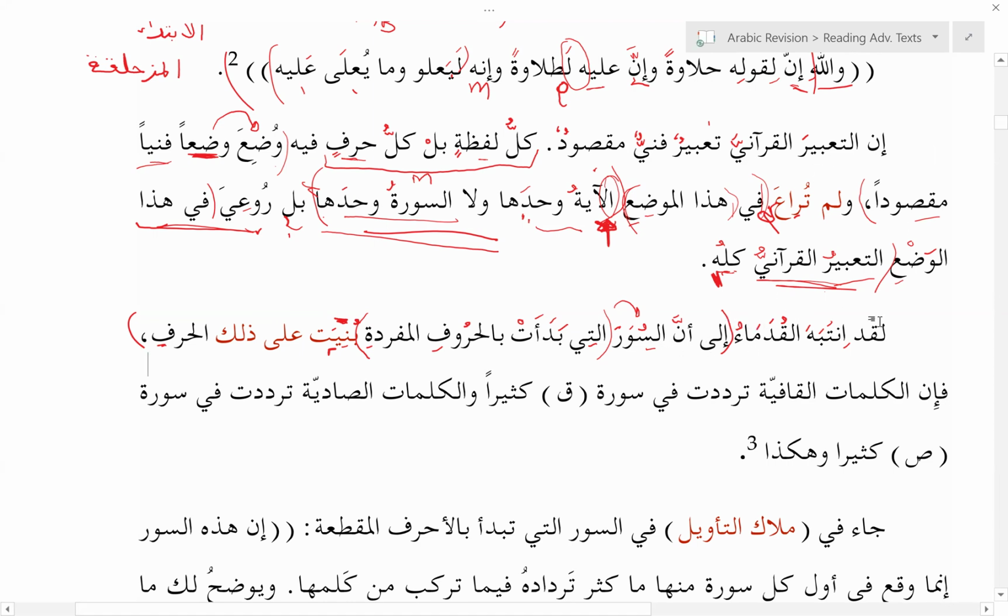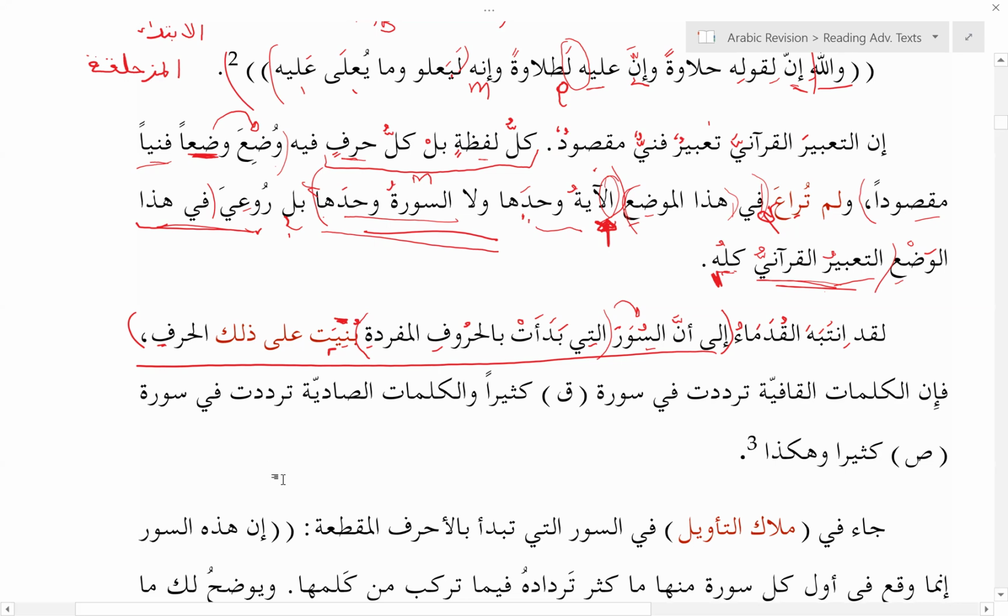What were they aware of? Ila, so it comes with ila to make it mutaaddi, because again, like I said, it's lazim, so you need a harf to make it mutaaddi bi harf. So they were aware of what? They were aware of all this. So they were aware that السورة التي بدأت بالحروف المفردة, the surahs which, again, because it's more so sifa, we're going to put which. So the surahs which began with single individual letters, بنيت على ذلك الحرف, were composed of that harf, majorly composed of that harf, or were constructed with that harf.